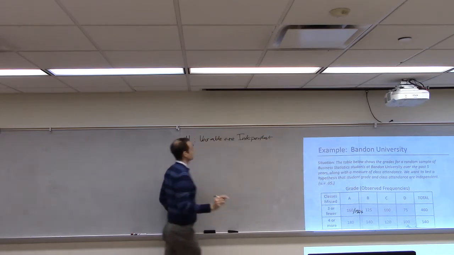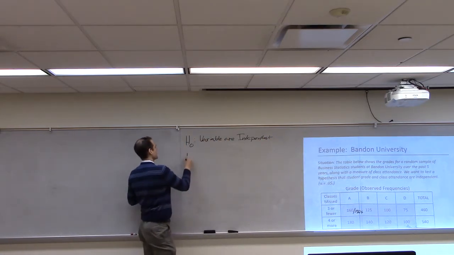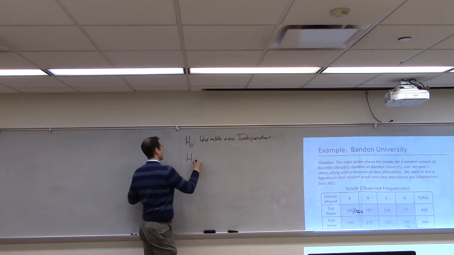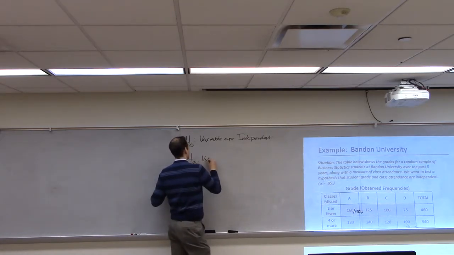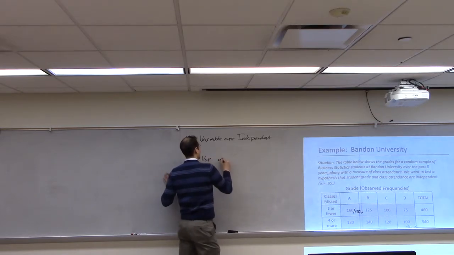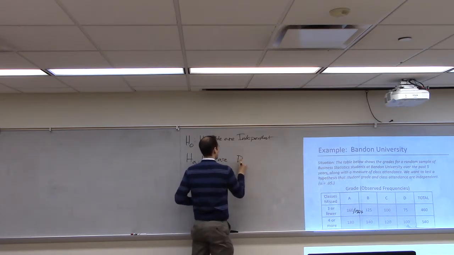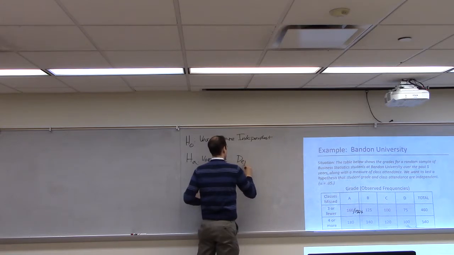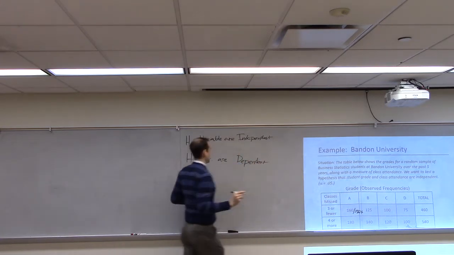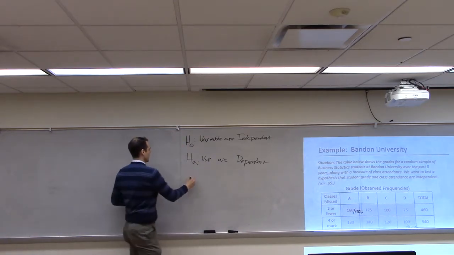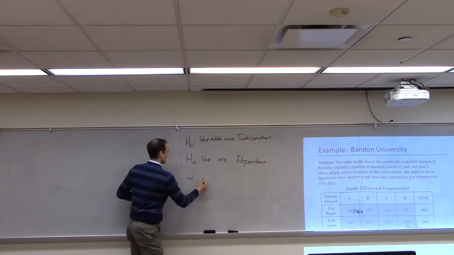All right. And the alternative hypothesis is what? Yep. Variables are dependent. Okay. All right, and let's just say our significance level is 5%.